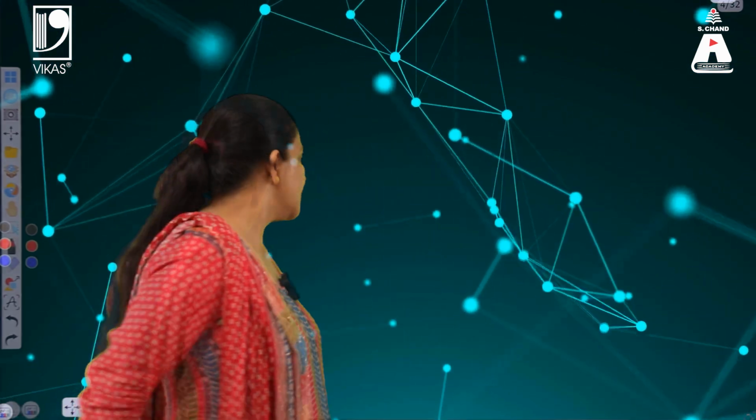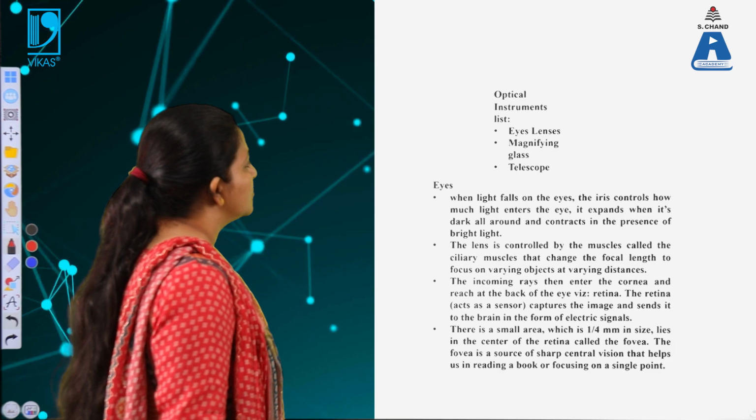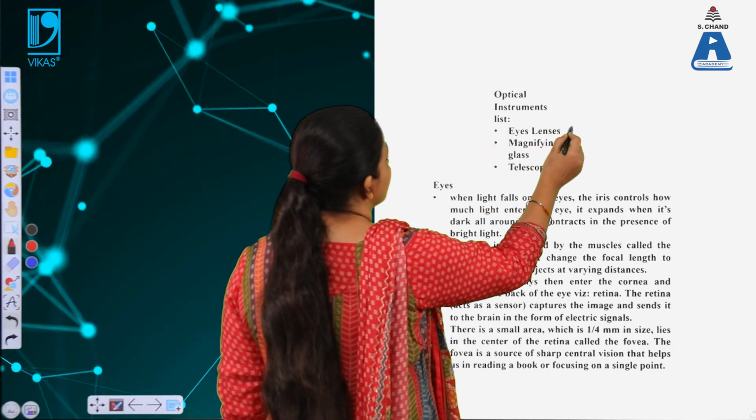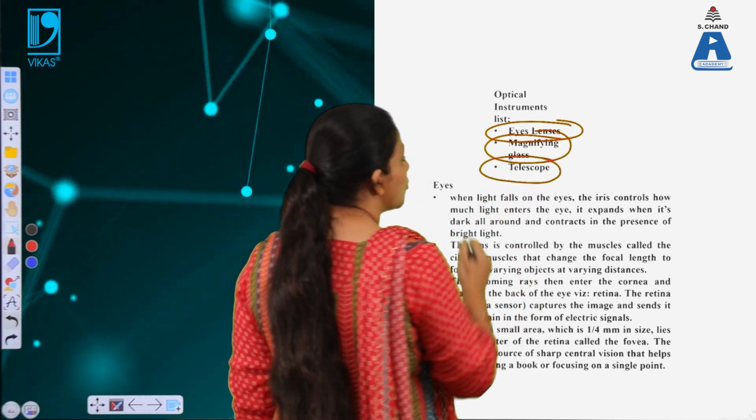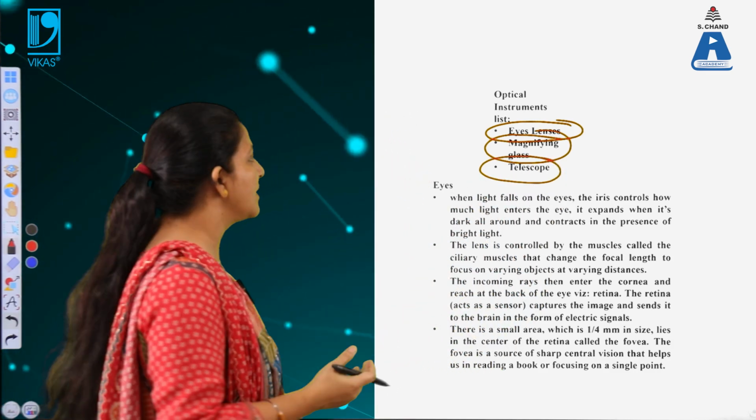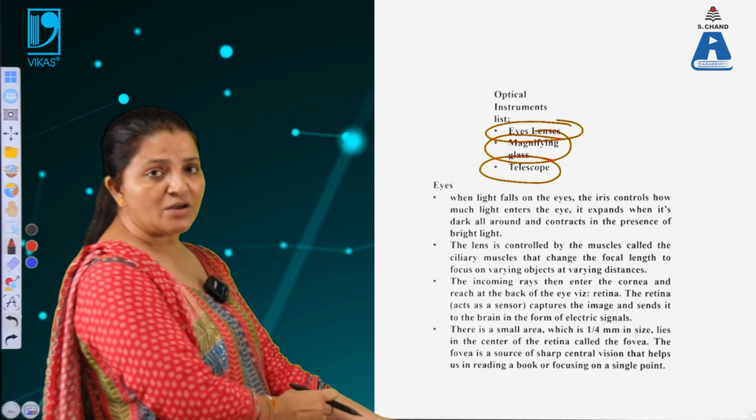Now before the break, we understood what optical instruments are and the basic science behind them in order to see a magnified image of an object. Now we will understand the different kinds of optical instruments and how we can see different objects. The first optical instruments listed are the eye lenses, then magnifying glasses, telescopes, microscopes, or the different lenses. All these are optical instruments.